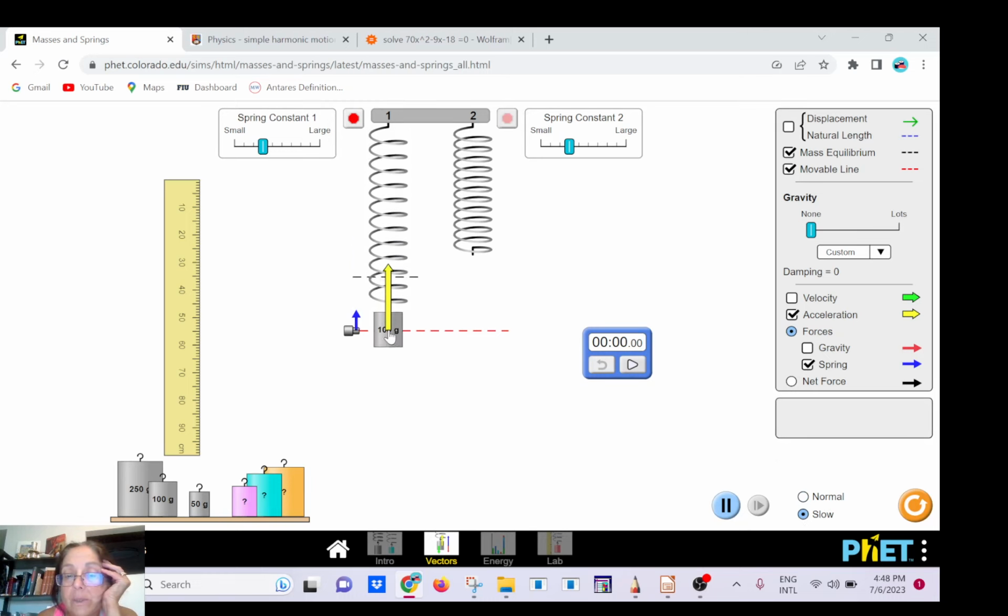So I'm going to start when it's here, right? Let's see. Starts. So that's half of an oscillation. That's 1 oscillation. 2 oscillations. 3 oscillations. And 4 oscillations. So 3.24.